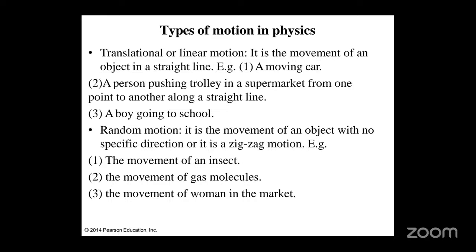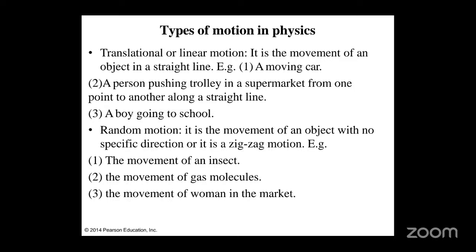The second type of motion, as mentioned before, is random motion. It is the movement of an object with no specific direction. When an object is moving in an unspecified direction, moving in a zigzag manner, we say that such motion is a random motion.